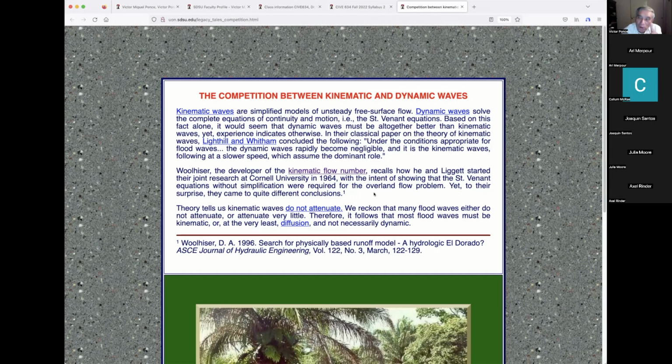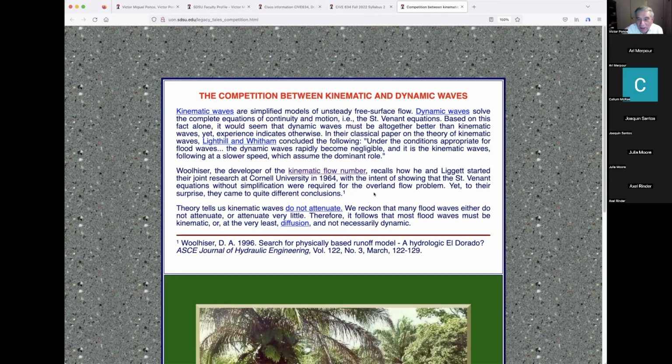Most people, though, don't know that. And they think because Wooding published in Australia that he's Australian, right? That would be the normal course of affairs. But at any rate, Wooding, Woolheiser, and Shackey, in the middle 60s, were working on the kinematic wave. Okay.